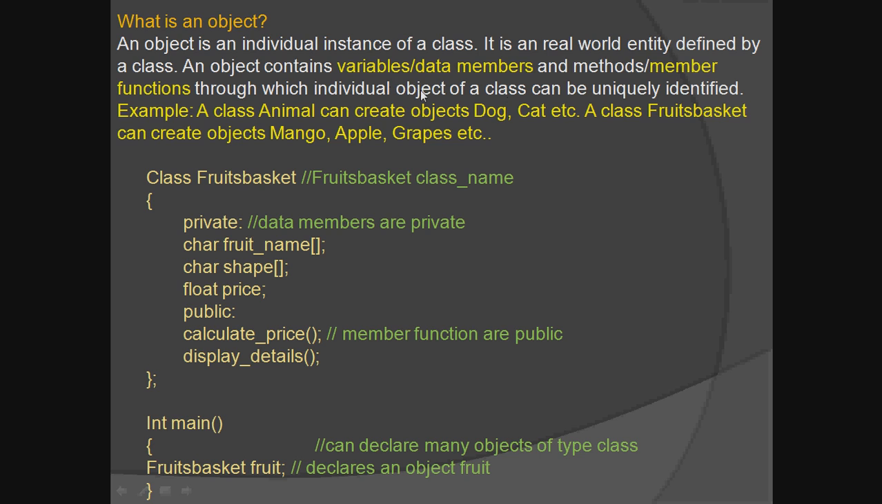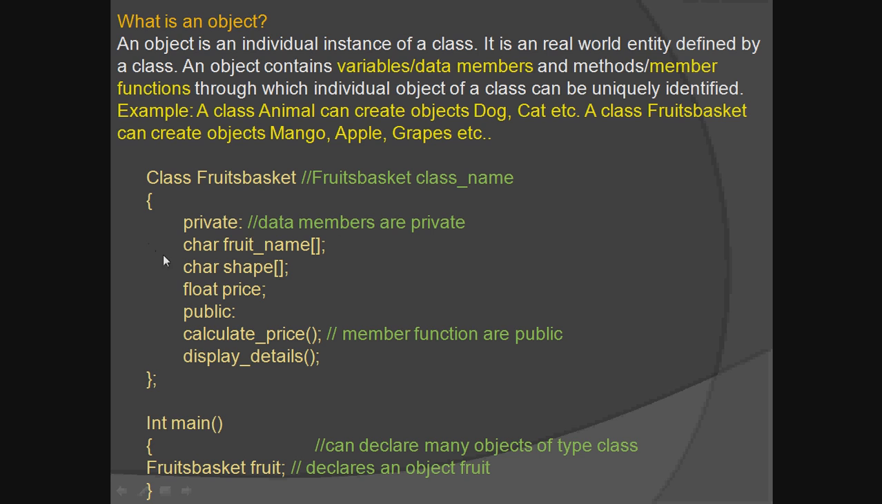So using a class, you can create as many objects as you want. Every object can be identified based on its different data members and its member functions. Here, for example, a class Animal can create objects such as dog and cat. A class FruitsBasket can create objects such as mango, apple, grapes, and so on. So this represents one object, this represents another object.